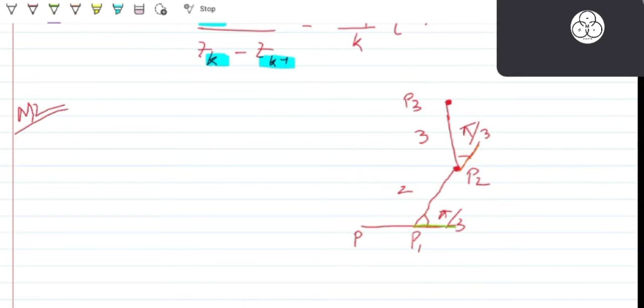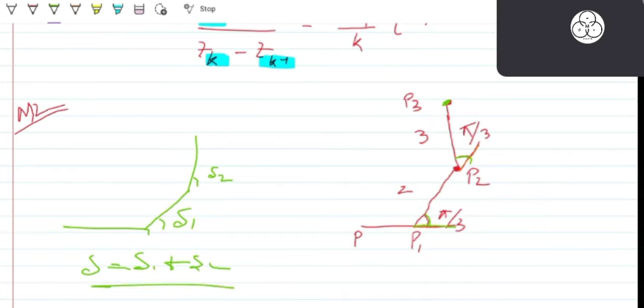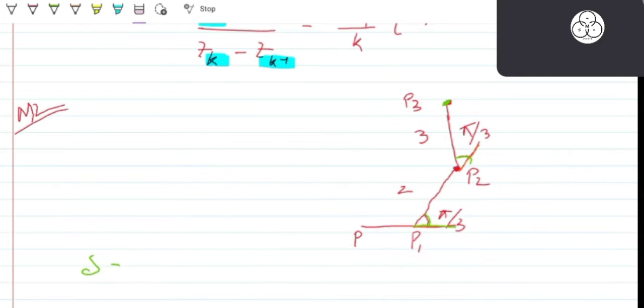How much angle here have we rotated? Pi by 3. And how much angle here have we rotated? Again pi by 3. And finally, we are at the point P3, right? With respect to this, as we all have studied in physics, when a ray of light is rotated first by delta 1, and again by delta 2, the net deviation is found using delta 1 plus delta 2. The same thing we are going to do here.